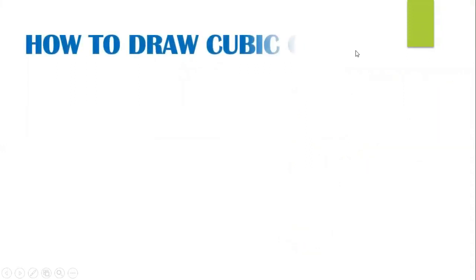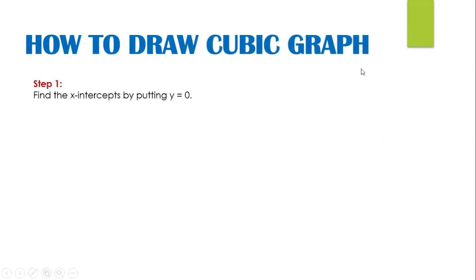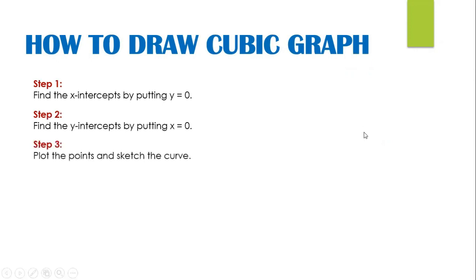So let's go to the next topic. How to draw a cubic graph. Students, there are two methods to draw a cubic graph. The first method consists of three steps. Step one is find the x-intercept by putting y equals 0. Step two is find the y-intercept by putting x equals 0. And step three is plot the points and sketch the curve.